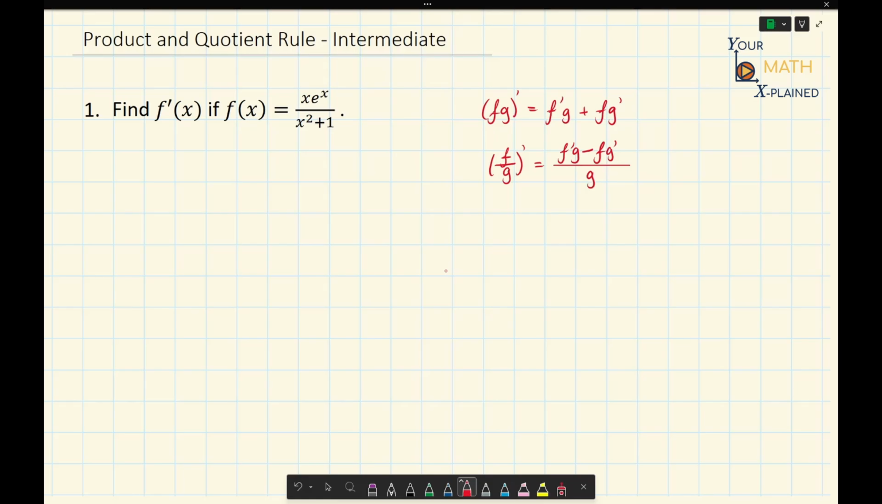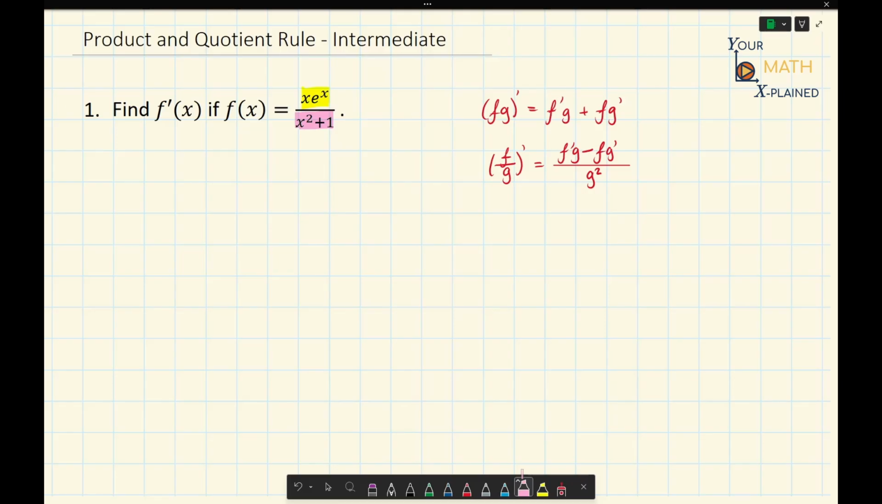Now the first example, we want to find f prime of x, and here we can see that we have a quotient. So our numerator here is x times e to the x, and then our denominator here is x squared plus 1. So some of you may already notice that we need both the quotient and the product rule.